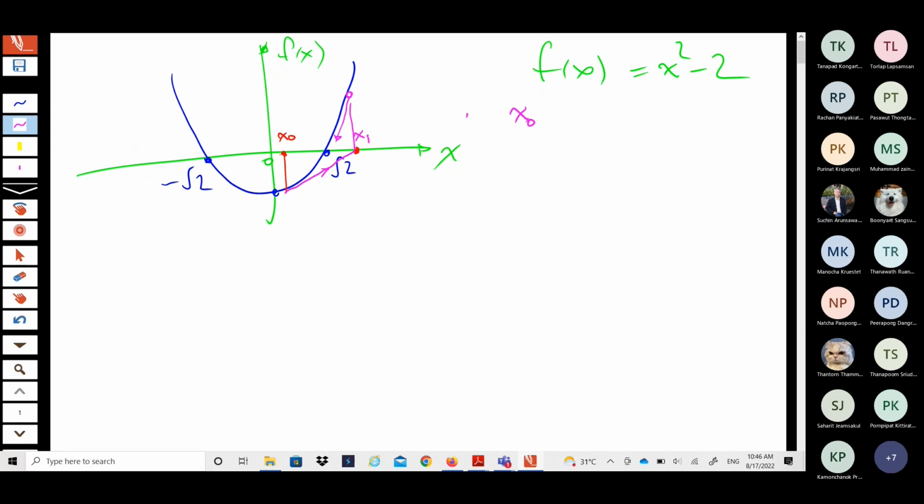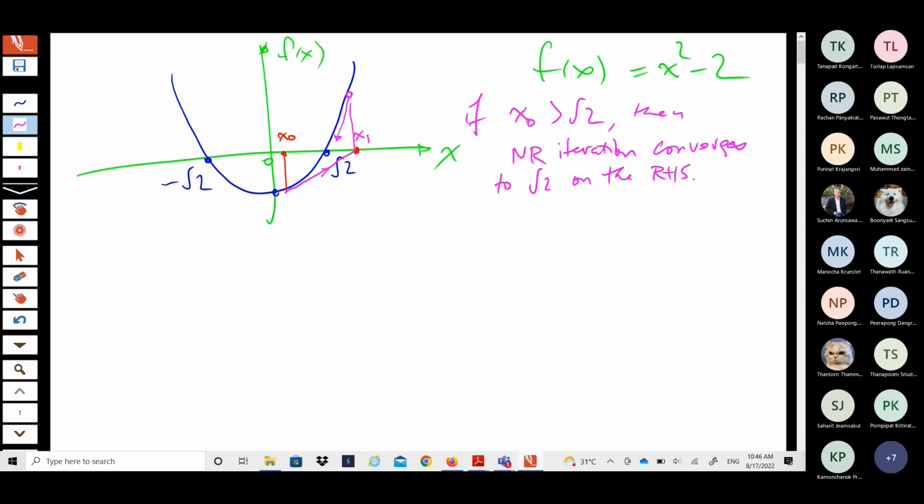If x naught is greater than square root 2, then the Newton-Raphson iteration converges to square root 2, on the right hand side.